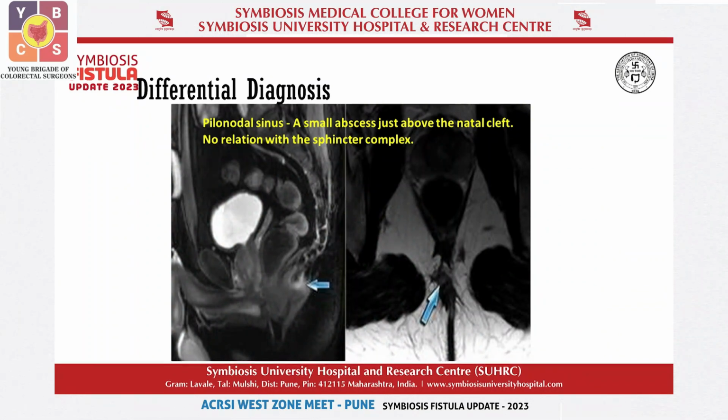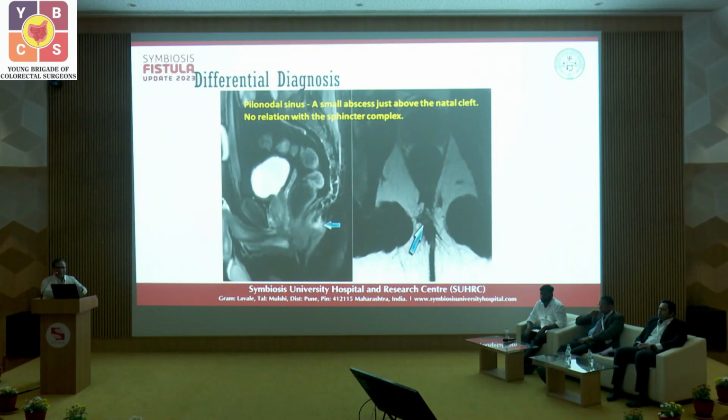Okay. Another case where we see some amount of collection at the coccygeal tip and no communication with the sphincter complex here. So this is a pilonidal sinus. So MR will help you not only to identify the fistula in ano and its complexity, but also to see whether there are any differential diagnoses which are suspected to be fistula in ano cases. So I think these cases and this anatomy will get repeated over the day to help you understand better. Thank you.